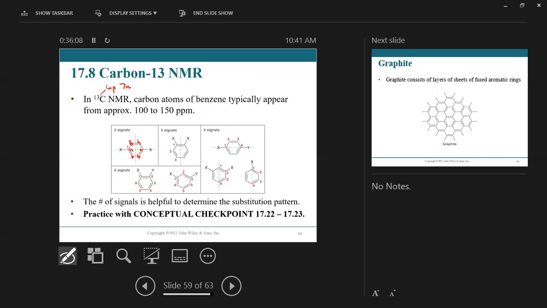Here you have 6 different carbon signals showing up. Here you have 3 different ones. That would be 4. So if they would have labeled it A through D, I think that would make it a little better to understand.